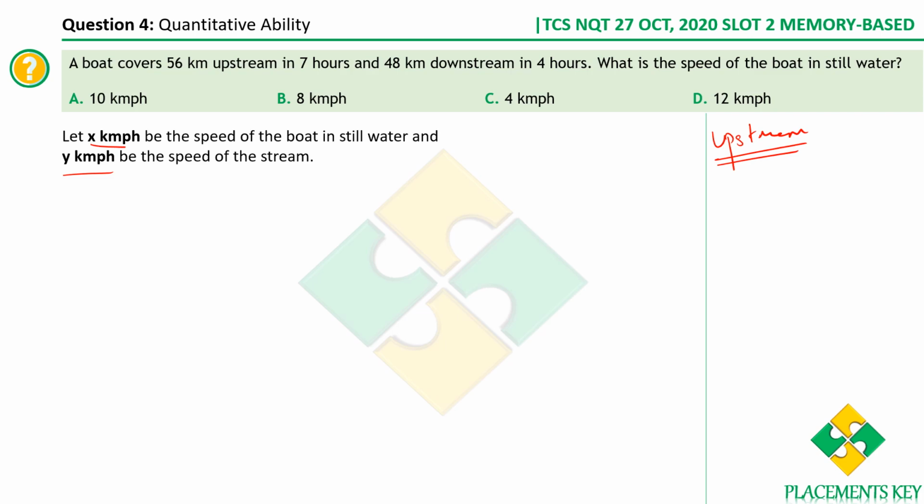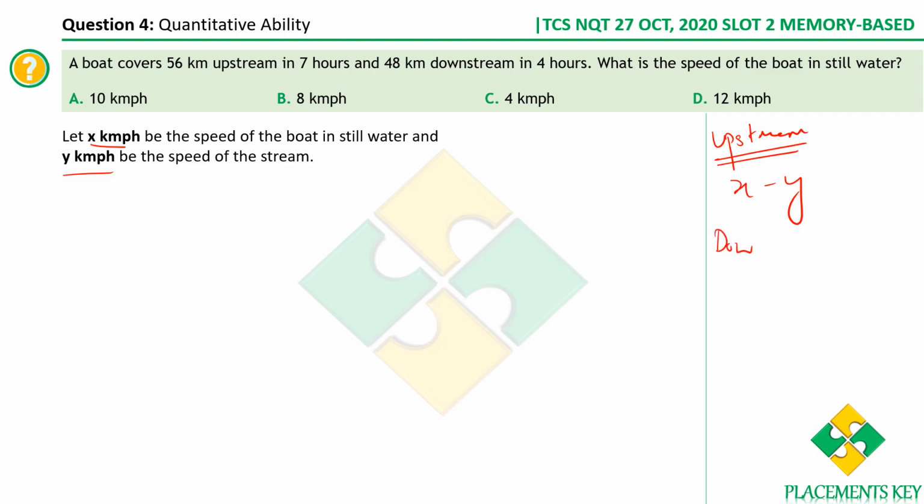the effective speed of the boat decreases. Therefore the speed of the boat is what? It will become x minus y. Okay, the difference of the speeds, because what do you mean by upstream? The boat's direction and the direction of the stream are opposite, therefore the boat's speed decreases.